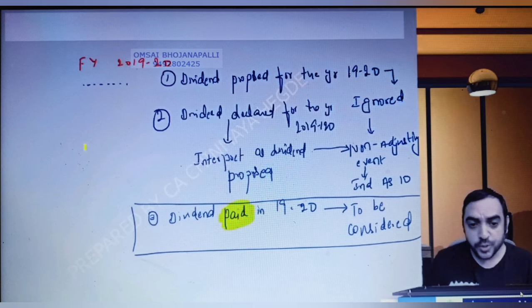Dividend paid by the subsidiary. Dividend payment by the holding company requires no adjustment. Dividend paid, no adjustment. Dividend proposed, no adjustment. Whatever happens, you do it regularly, consolidation as such, no special treatment. So holding company dividend payment is not important. We are discussing the subsidiary company paying dividend to the holding company. That is what we are trying to understand.